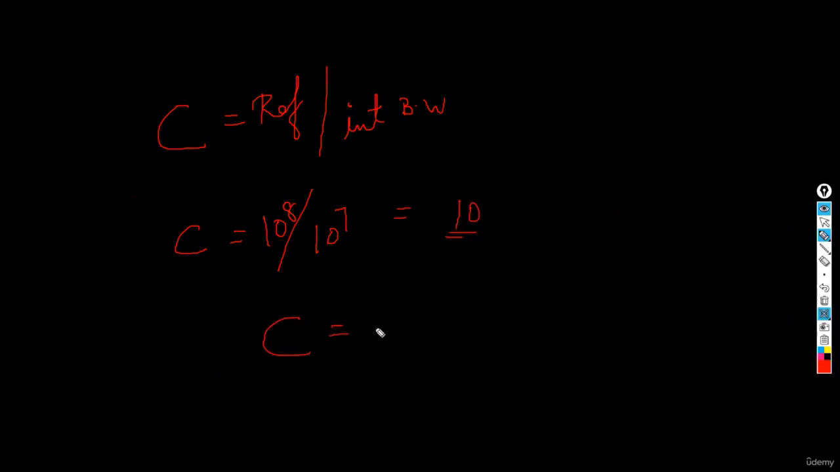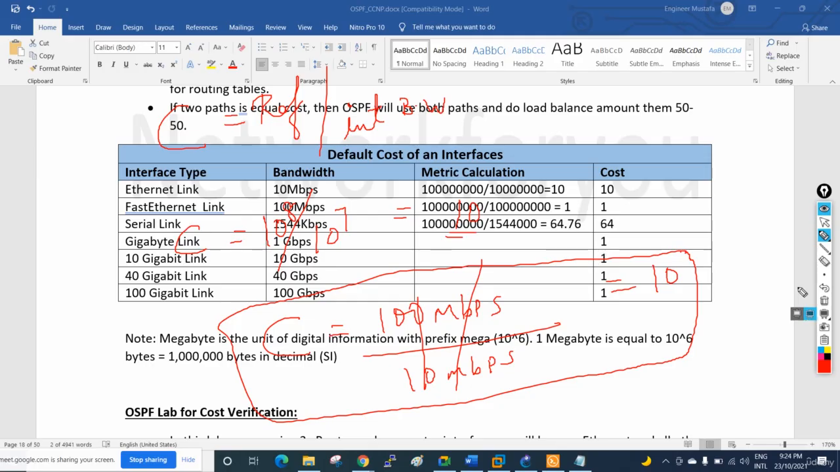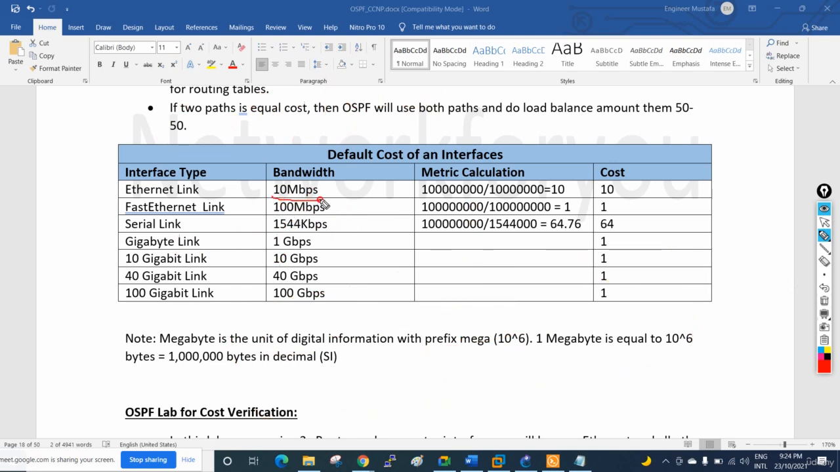If you are confused, we can write it this way also. This is 100 megabytes per second, and this one is 10 megabytes per second. So this cancels, and you have only 10. So 10 will be the cost for the Ethernet link. Let me show you here. This one is 10 megabytes. The reference is nothing but 10 to the power of 8, which we can also write as 100 Mbps; both are the same. So I divide this value by the 10 Mbps, and we have only 10 here. So this is the cost for the Ethernet link.